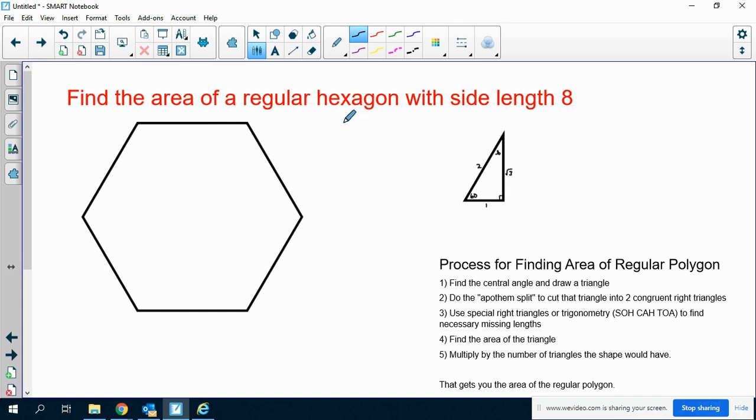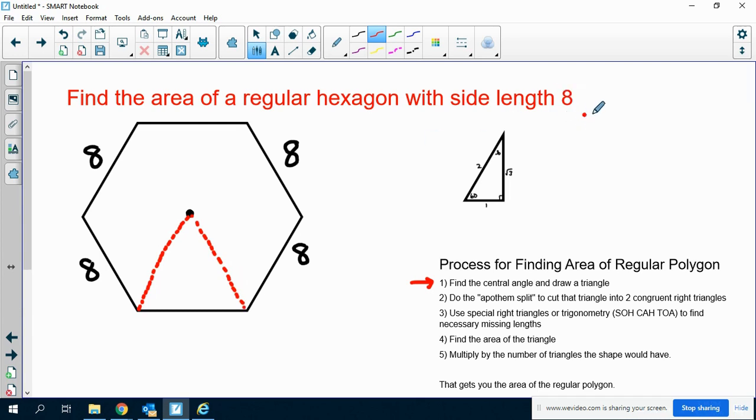Finding the area of a regular hexagon with side length 8. So if each of the side lengths is 8, then I'm going to just figure out that they're all 8. Then I will use the process for finding the area of a regular polygon. So I will draw this triangle and find the central angle.